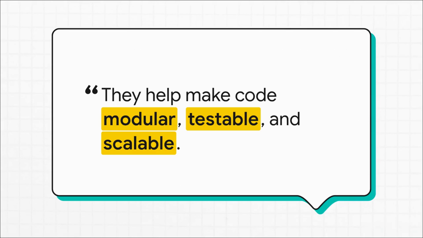So why does all this matter? What's the big takeaway? It all comes down to this. Using design patterns helps you write code that is fundamentally better. It's modular, which means your code is like a set of well-organized toolboxes instead of one giant junk drawer. It's testable, because you can easily check each tool on its own. And most importantly, it's scalable, which is the holy grail, right? It means your application can grow without collapsing into that tangled mess we talked about at the very beginning.